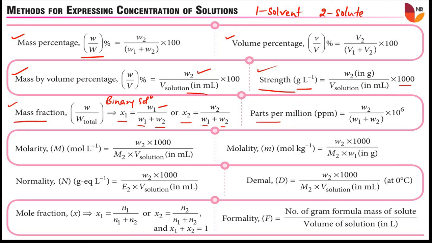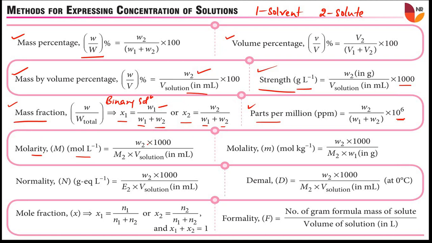Next method is the parts per million method, PPM. That is the number of parts of the component divided by the total number of parts of the components present in the solution, into 10 to the power 6. The number of parts is W2, the weight of the solute, divided by the weight of the components present in the solution, into 10 to the power 6. If it is multiplied by 10 to the power 6, it indicates parts per million.